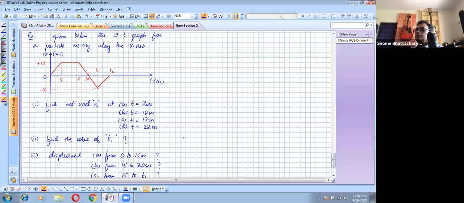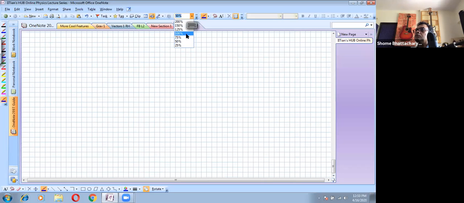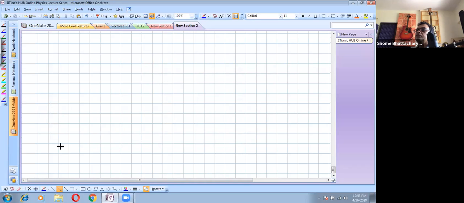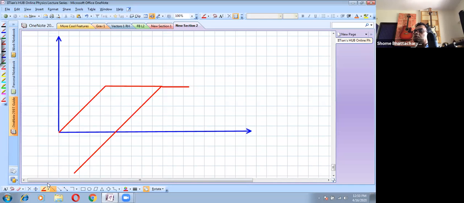All right, so let me work out the first part. For the first part, I want to find out the instantaneous acceleration at 2, 12, 17 and 22 seconds. So for that, let me make a rough kind of version of the graph again. So it's like this initially, then like this. The third part is like this. Okay, so it's something like this.